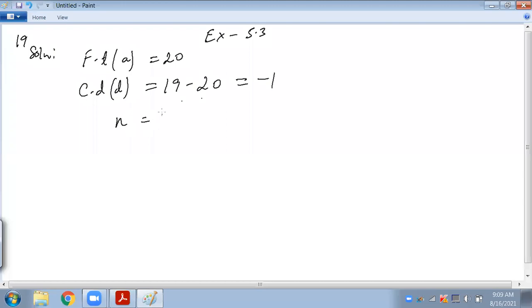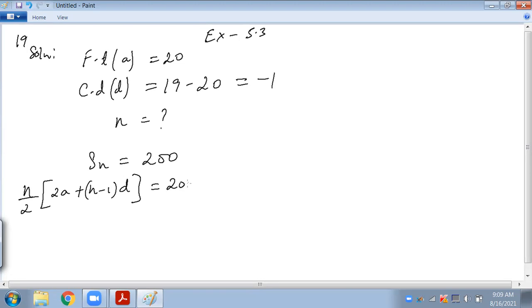Then we have to find n. And then we have to tell how many logs will be on the top row. That means we have to find the last term also. Okay, now here 200 will be taken as the sum. So Sn we'll take as 200. Apply the formula: n by 2, 2a plus (n minus 1)d equal to 200.